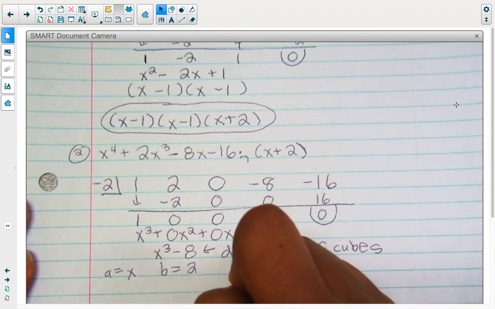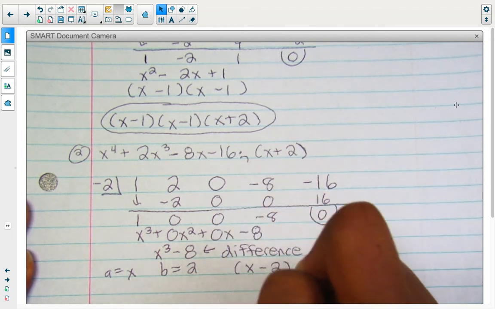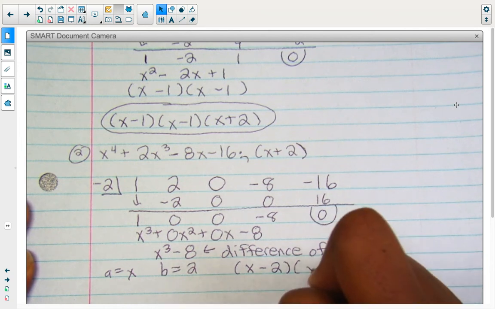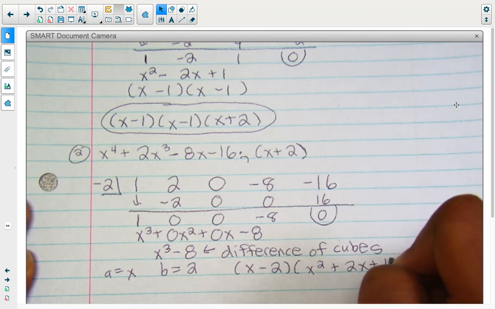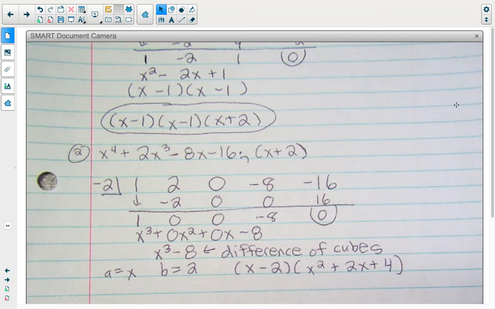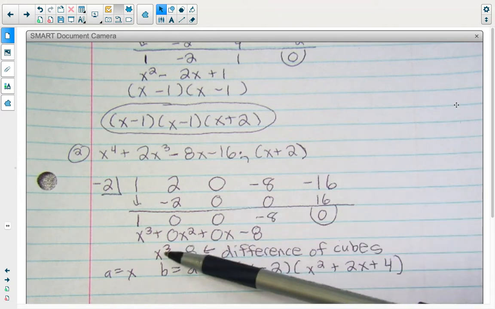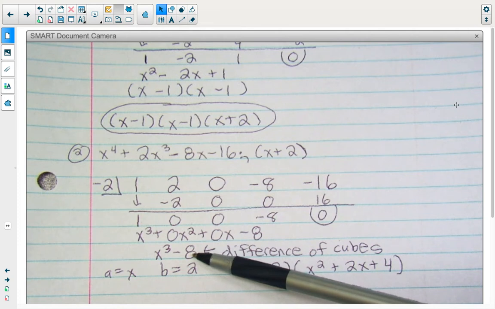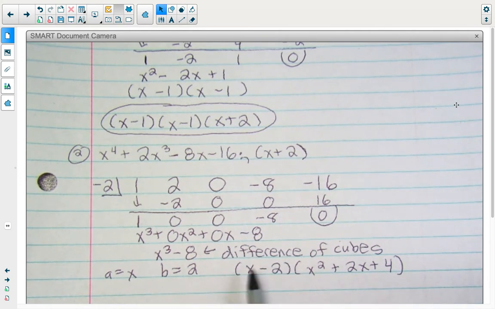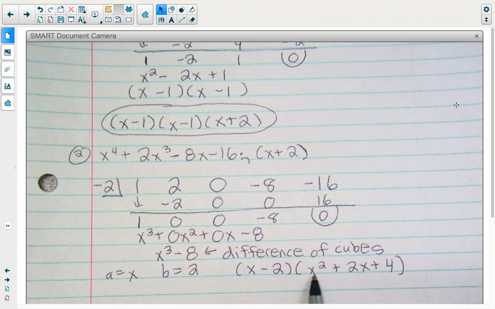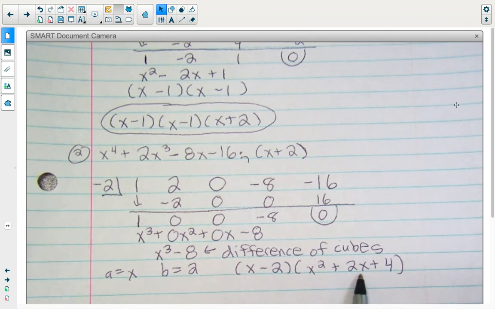My formula says to do a minus b times a squared plus ab times b squared. Again, this is a formula. We did it a few days ago. Feel free to go back, look in your notes, look at the video. x times x times x gives me x to the third. 2 times 2 times 2 gives me 8. I plug those in. The formula says to do a minus b and then do a squared plus ab times b squared.